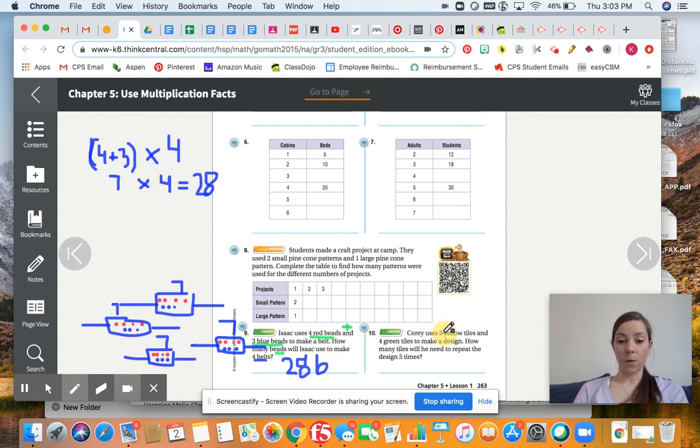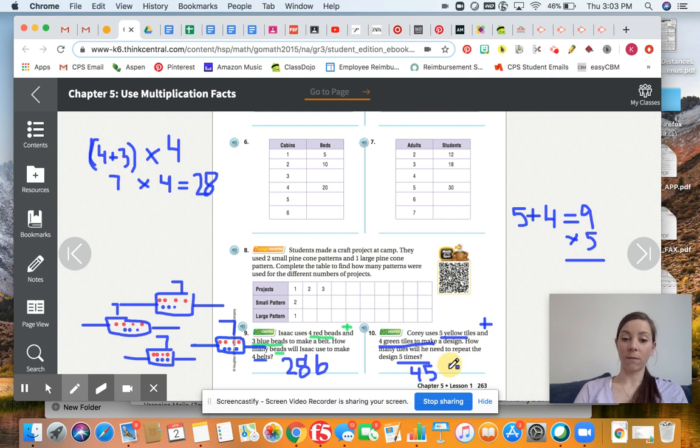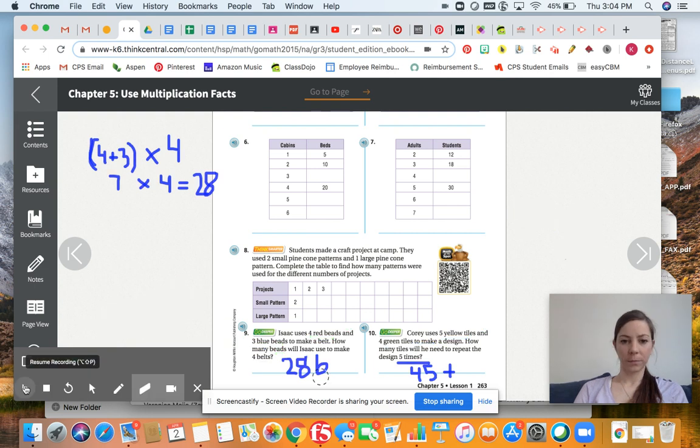All right, so now that we have that word problem, this will help us with number 10. Corey uses 5 yellow tiles and 4 green tiles to make a design. How many tiles will he need to repeat the design 5 times? Same exact process here. Let's put those yellow and greens together. 5 plus 4, and means to add. So 5 plus 4 means there's 9 tiles in each design. And then I have to do that 5 times. So 9 times 5, 45. You got 45? Awesome job. 45 tiles.